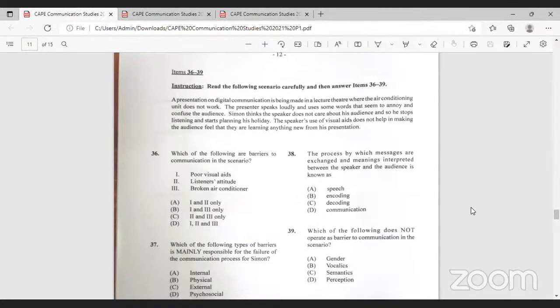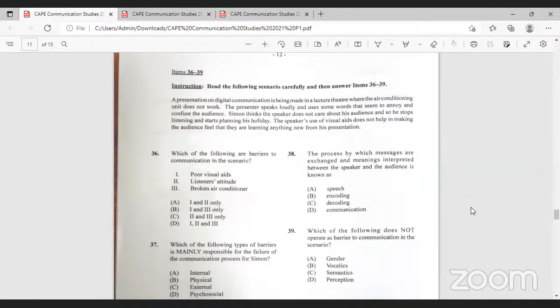All right. This one, it's not a repeat, but it is similar to a question that came already. A presentation and digital communication is being made in a lecture theater where the air conditioning unit does not work. The presenter speaks loudly and uses some words that seem to annoy and confuse the audience. Simon thinks the speaker does not care about his audience, and so he stops listening and starts planning his holiday. The speaker's use of visual aids does not help in making the audience feel that they are learning anything new from his presentation. 36 asks, which of the following are barriers to communication in this scenario?